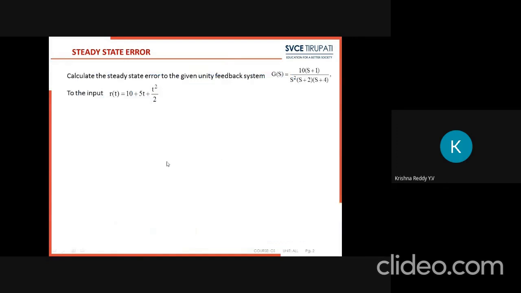Let us see one problem so you can clearly understand. Here I have the system G of s equal to 10 into (s plus 1) divided by s square into (s plus 2) into (s plus 4). Now what is the type of the system? What is the order of type? How many poles are at the origin? If you take the roots of this denominator, they are 0, 0, minus 2, minus 4.